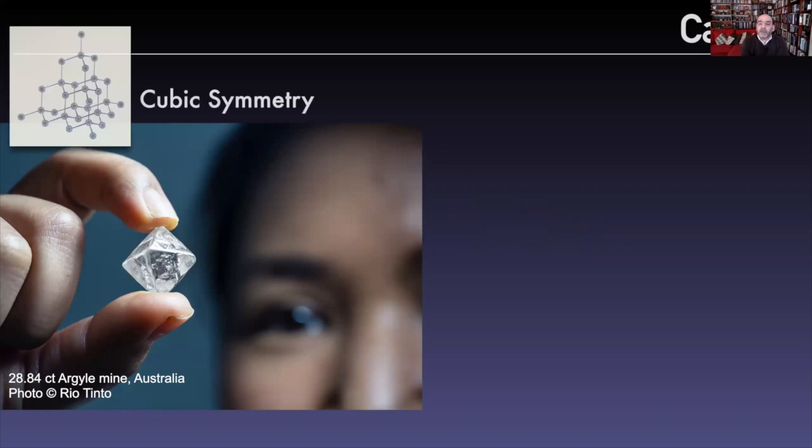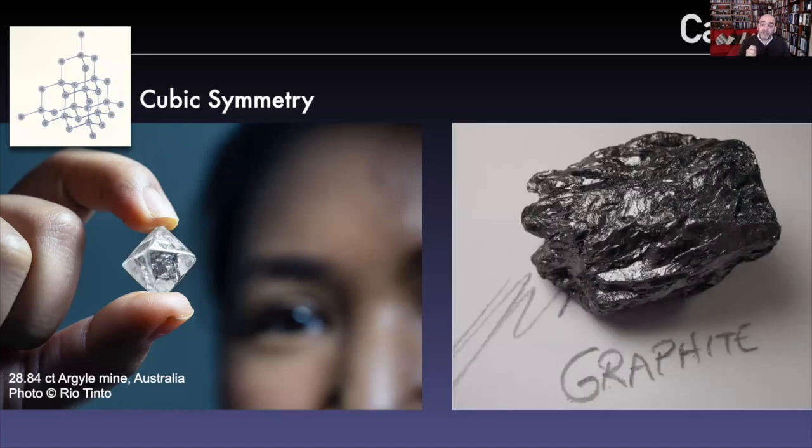And in terms of crystallography, I don't want to bore you to death with crystallography, but carbon atoms in diamonds are close together in a very special arrangement that we call the cubic symmetry arrangement. There is another form of carbon that we use every day in pencils, which is graphite.